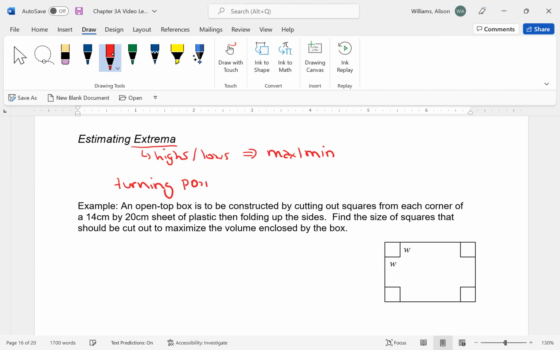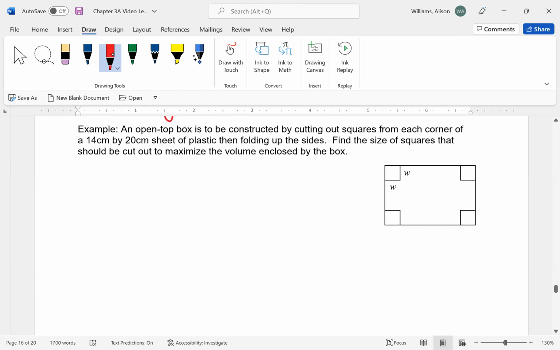There are points on the graph that occur when you are turning direction from increasing to decreasing or decreasing to increasing. So that's what we've also called turning points. So let's look at an example of how we might deal with extrema, and we'll use technology on this one. They created a problem here where we're going to construct a box from a rectangle that is 14 centimeters by 20 centimeters, and it's going to have an open top, so it won't actually have a bottom.